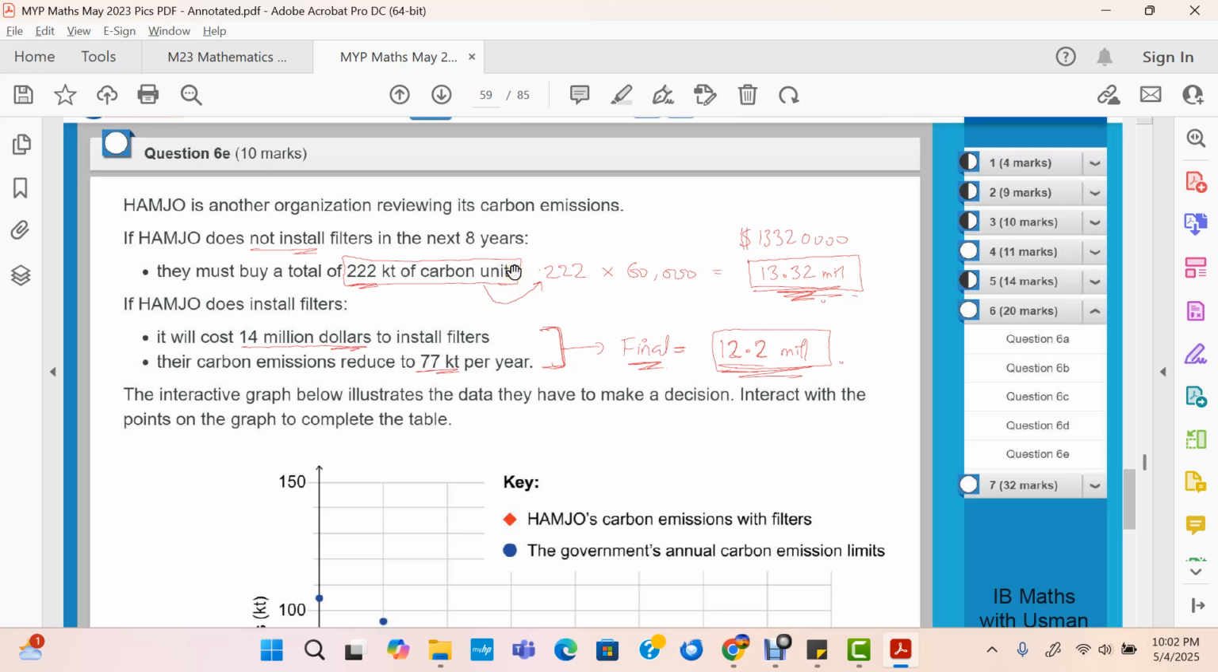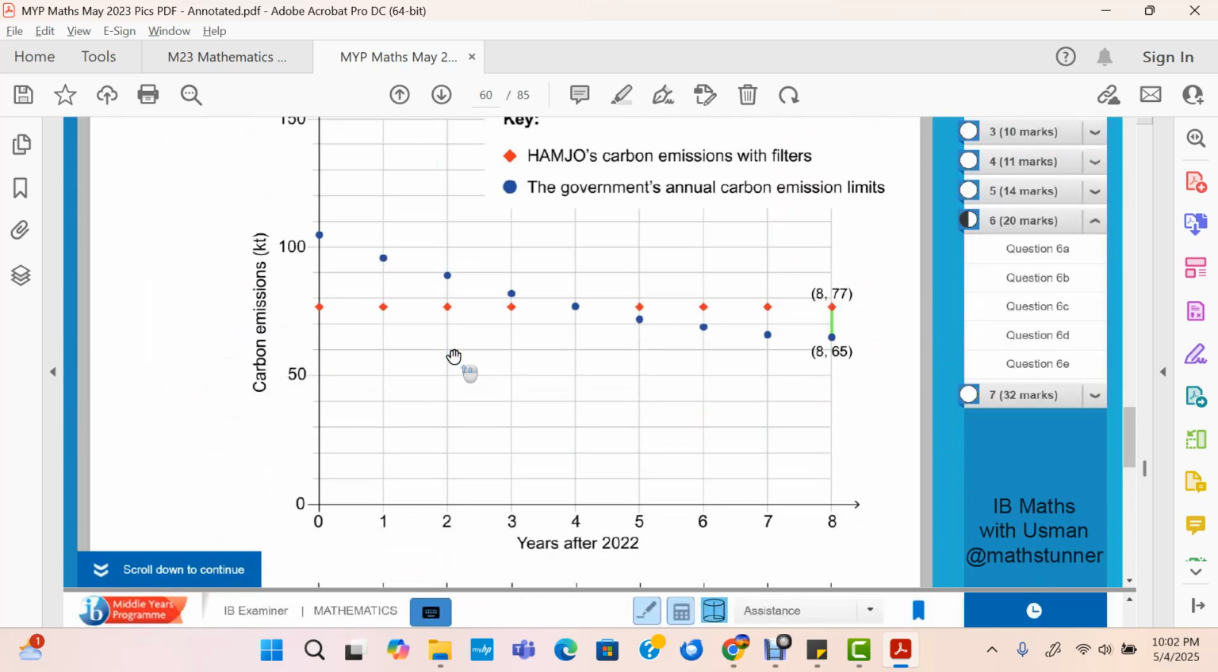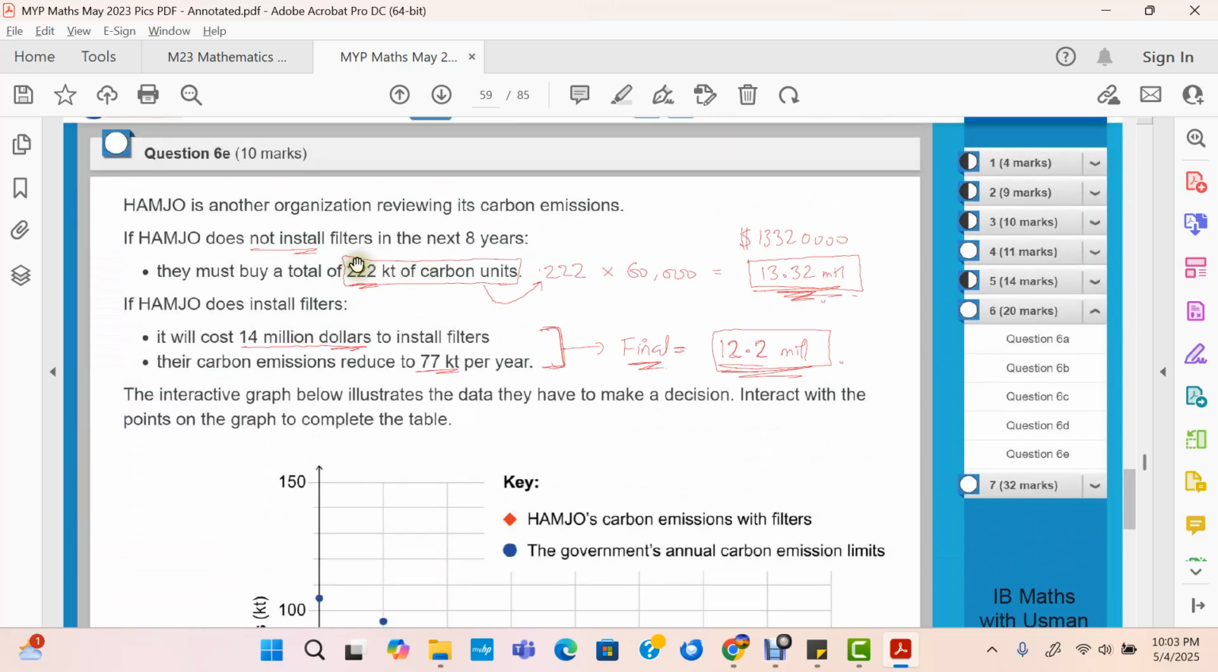Okay, so one carbon unit is 60,000, as mentioned previously. 222 carbon units, the cost is going to be this much, which is 1,320,000.